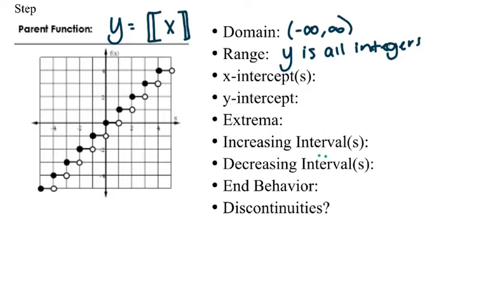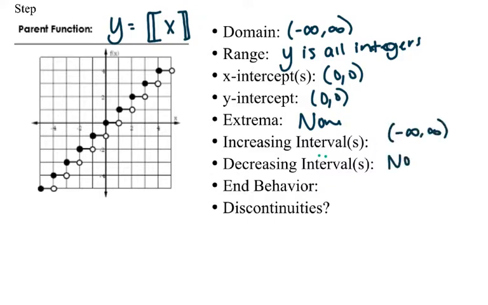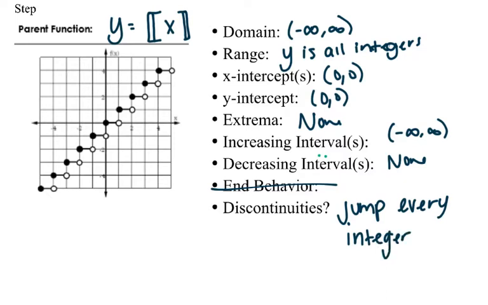Okay. My x-intercept hits at (0, 0). My y-intercept hits at (0, 0). There are no extrema. It's increasing always. It's never decreasing. Do not care. And there are lots of discontinuities. So I would say there is a jump, or you could say step, at every integer. So those are a little weird.